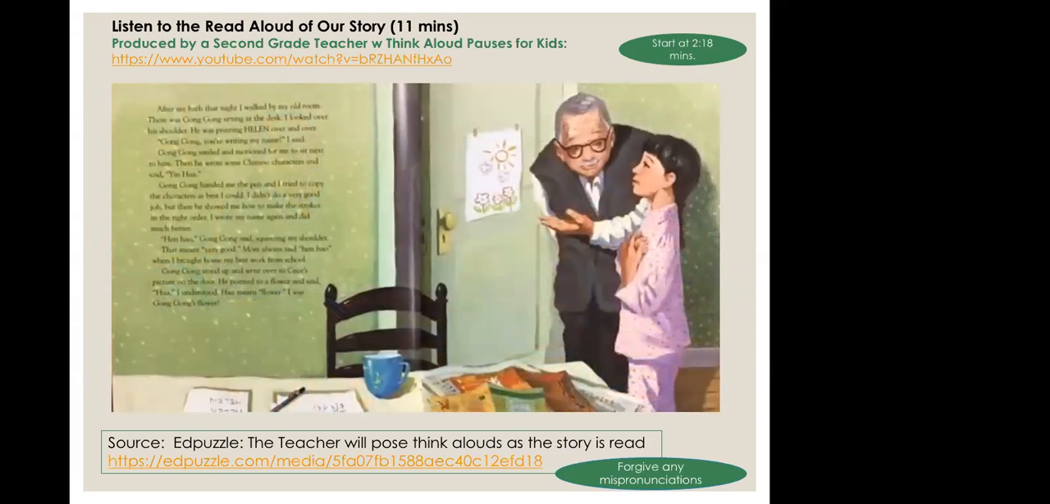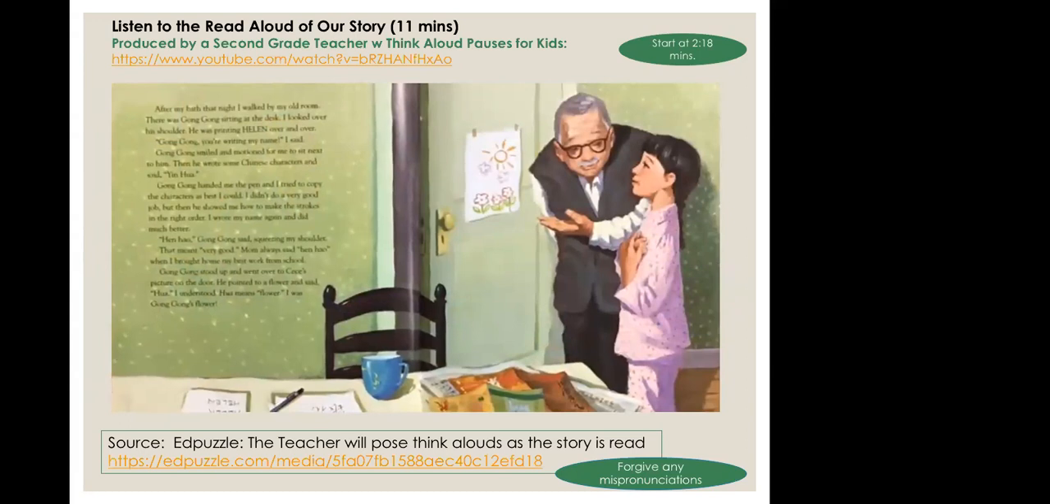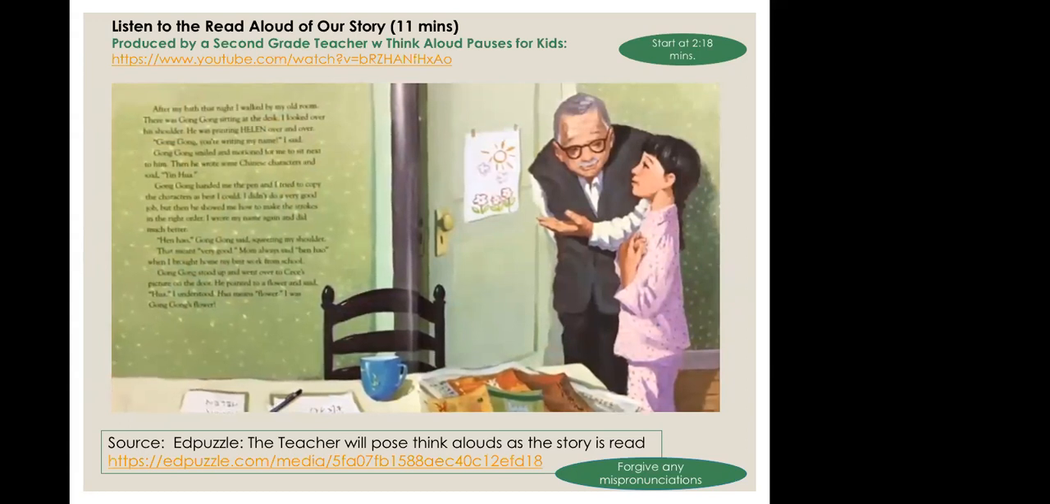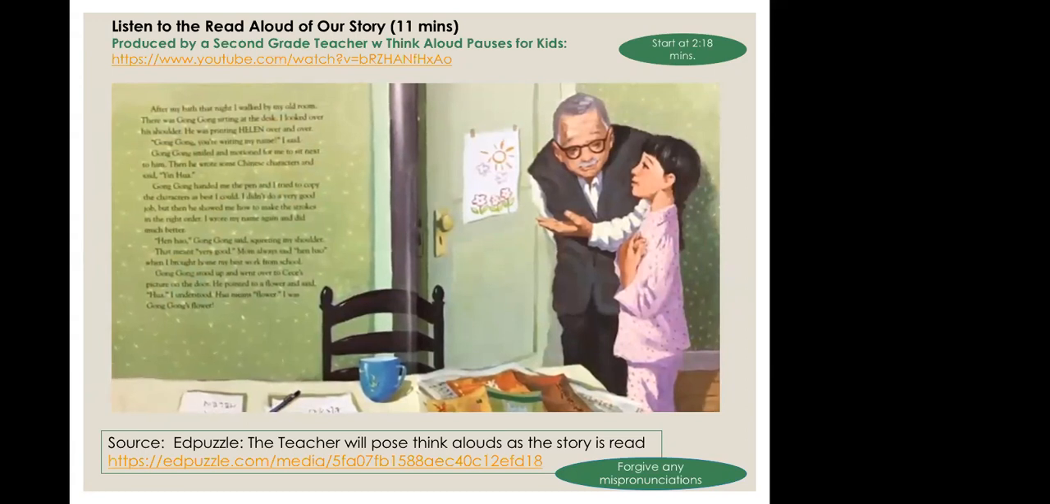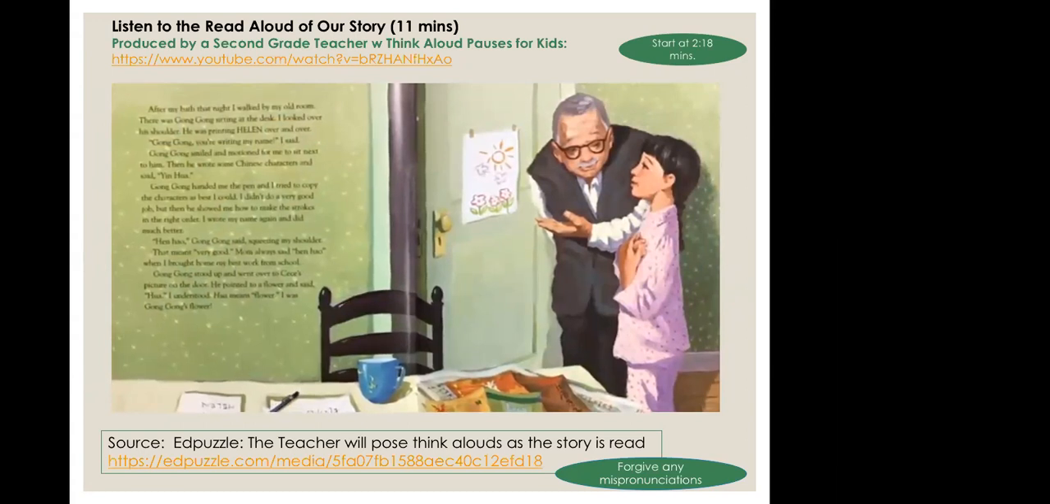After my bath that night, I walked by my old room. There was Gong Gong sitting at the desk. I looked over his shoulder. He was printing Helen over and over. "Gong Gong, you're writing my name," I said. Gong Gong smiled and motioned for me to sit next to him. Then he wrote some Chinese characters and said, "Yinhua."